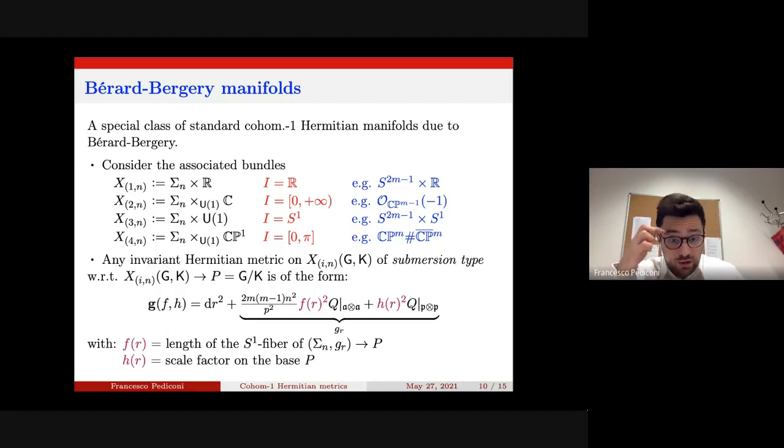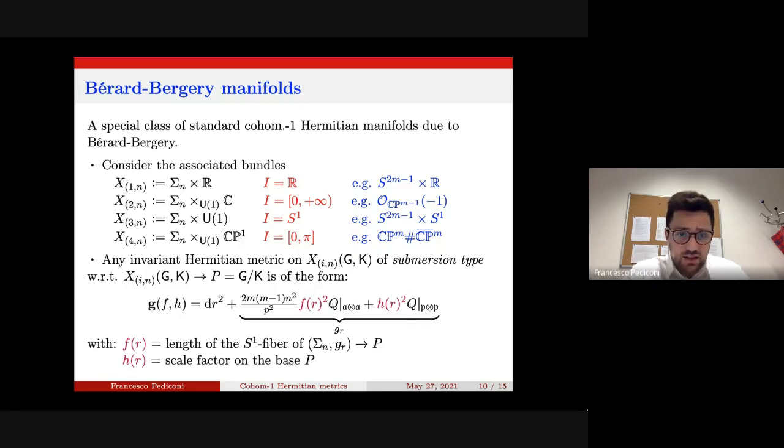And in the regular part of the manifold, any invariant metric which is of summation type with respect to the fibration x over p takes this form. Okay, so it is basically given by two functions, f and h, where f is the length of the S1 fiber of the fibration of sigma n over p, while h is just a scale factor over the base p.